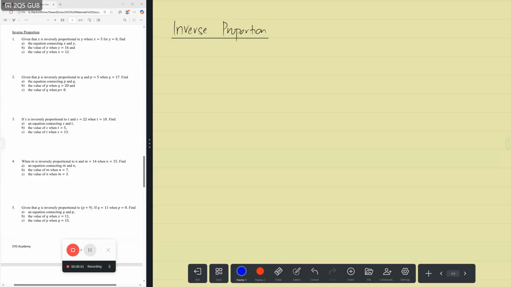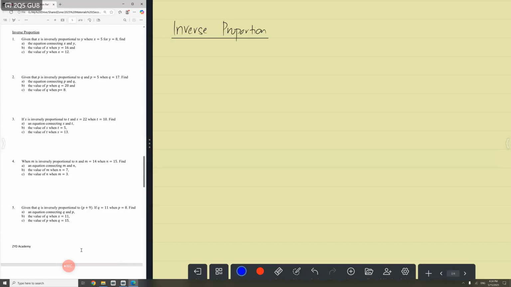Hello, welcome back to our tutorial on inverse proportion. This time around, I will go through question number 3 on the left side of our screen here. It's given by S is inversely proportional to T.